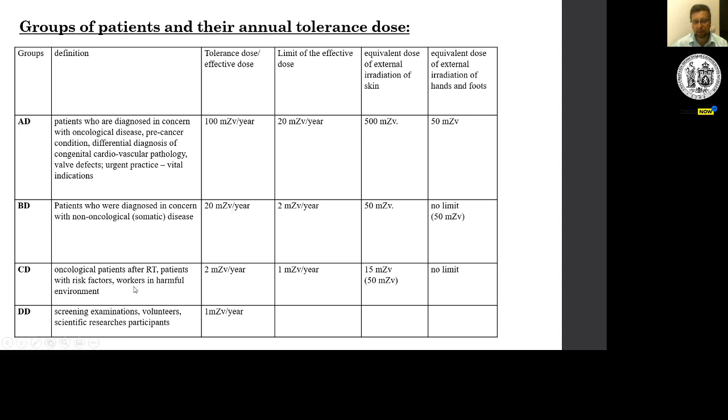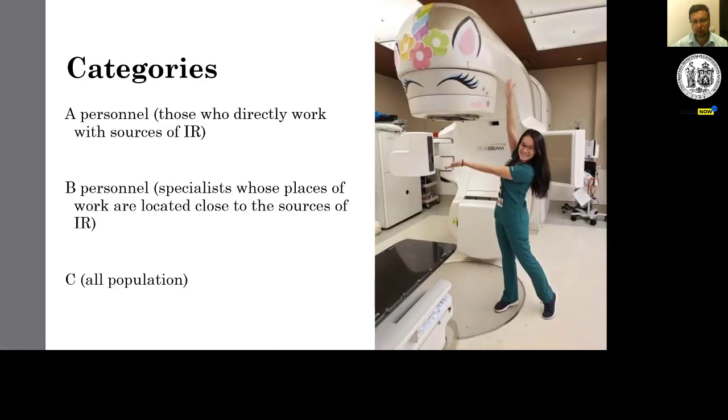Patients in group CD are oncological patients after radiation therapy, or patients with risk factors, workers in a harmful environment. In these patients we may use a dose of only 2 millisieverts per year. And the DD group is screening, examinations, volunteers, scientific researchers or participants; only 1 millisievert per year of radiation dose could be used.